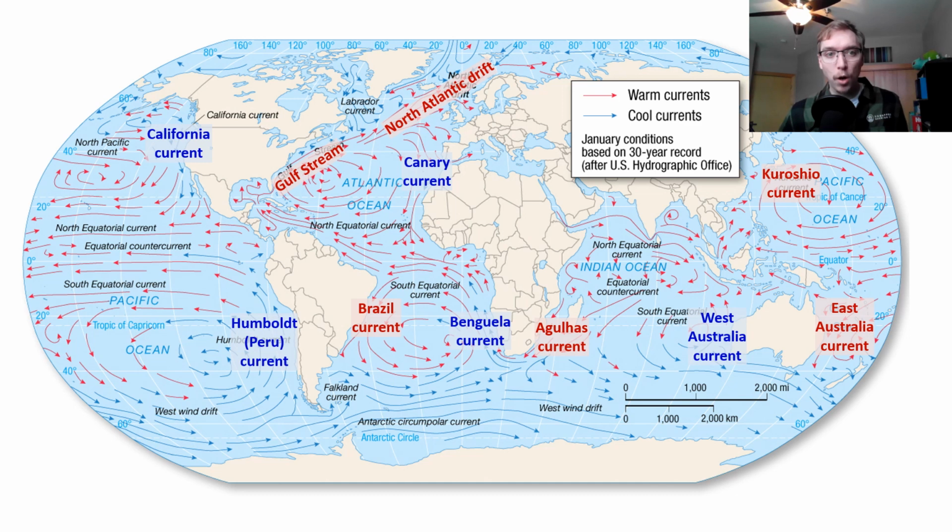We have warm currents coming up the East Coast. We have cold currents, the California current, for example, coming down the West Coast. The Humboldt or Peru current and the Brazil current are also kind of West Coast, East Coast, colder and warmer. All of these have moderating effects on climate.